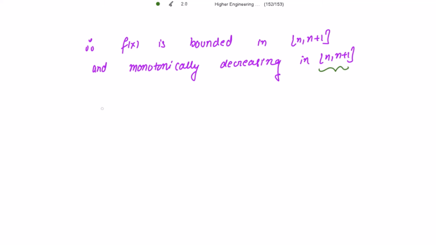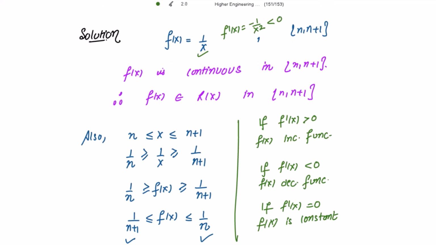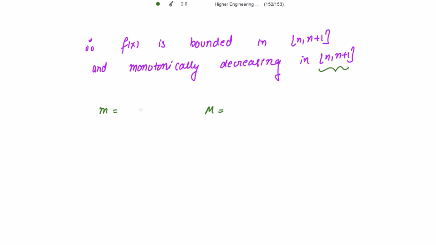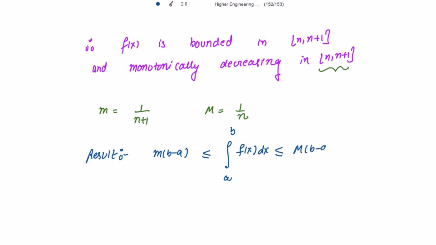Now to get the least upper bound and greatest lower bound of f of x. Because f of x is bounded in these two, taking this to be small m and this to be capital M, this is 1 divided by n plus 1 and this is 1 by n. And we know one result that m into b minus a is less than equal to the integral of f of x from a to b and is less than equal to capital M into b minus a. This is a result I'm going to use now.